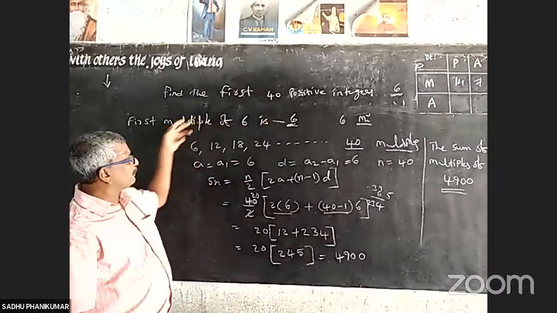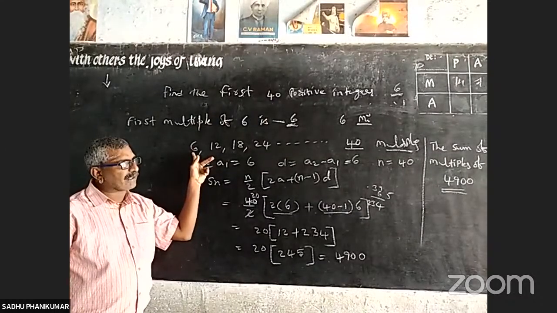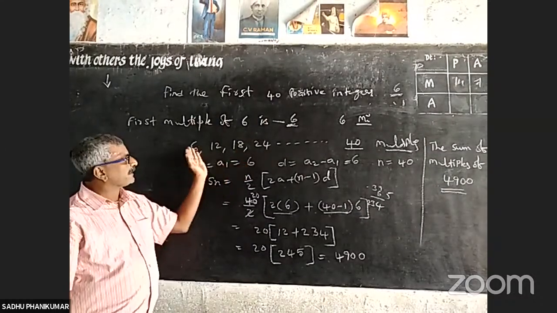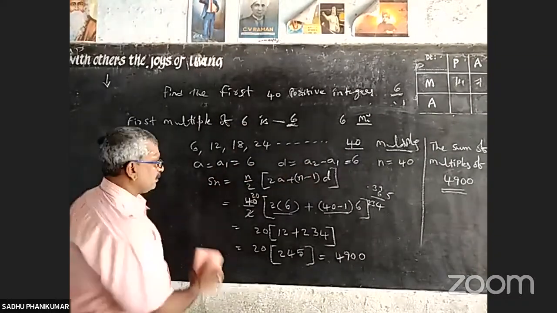What we substitute are all the multiples of 6. That's why the first term, the first multiple of 6, is 6, and again these are all the 6 multiples. So 6, 12, 18.